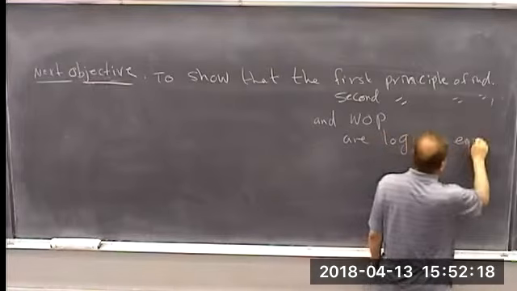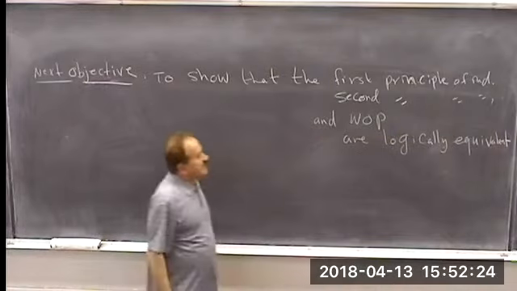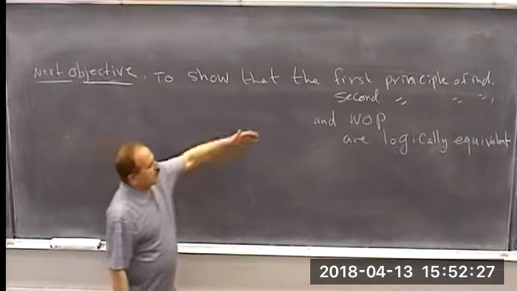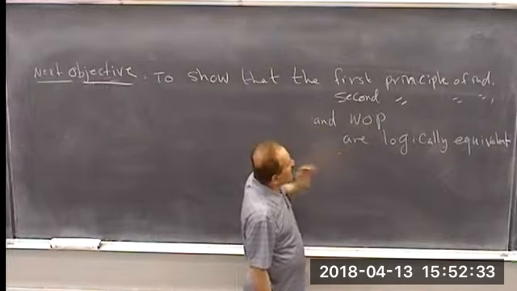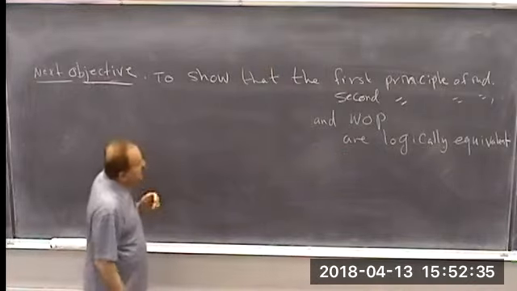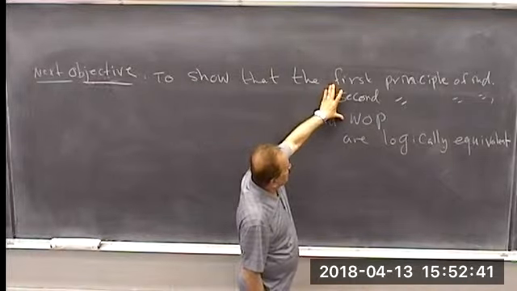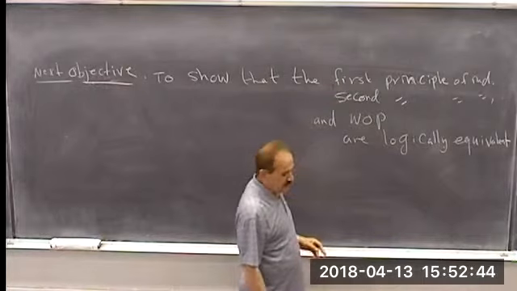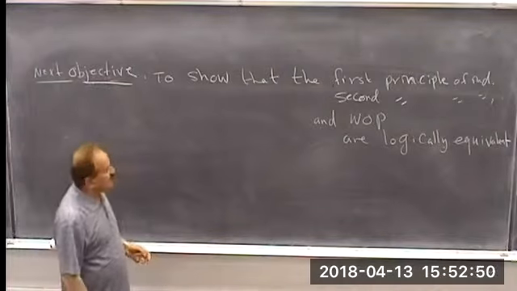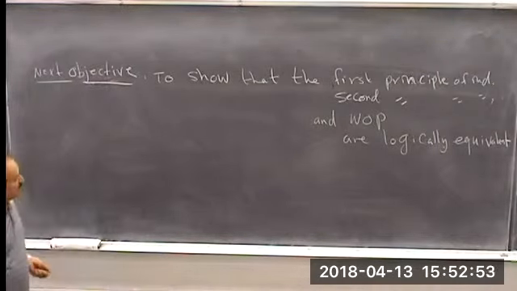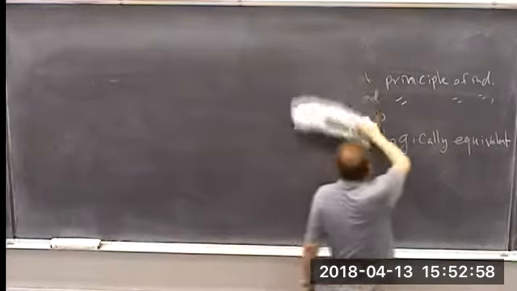This means that if we assume one, we can prove the other two, and any one of them. The way we're going to prove this is, first, I want to show that the first principle of induction and the well ordering principle are logically equivalent to each other. And then I want to do the second principle and the well ordering principle. So this is the way we're going to go about the proof. Let me go ahead and start at the beginning.